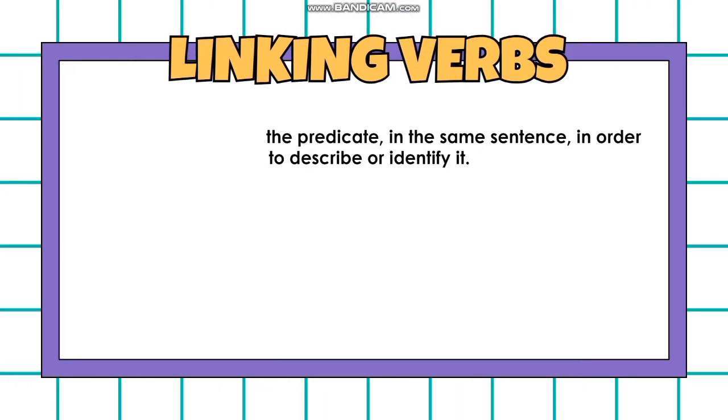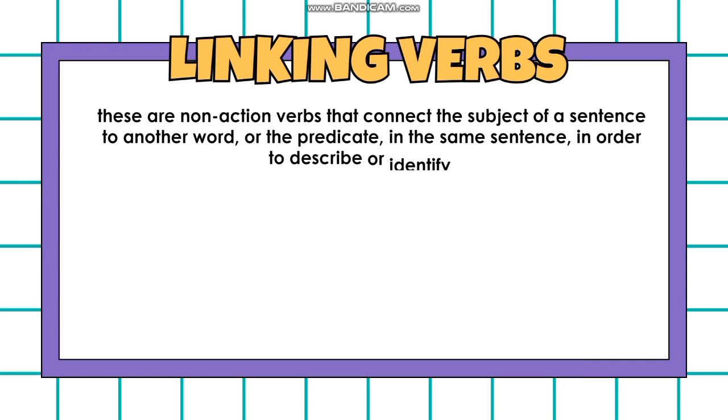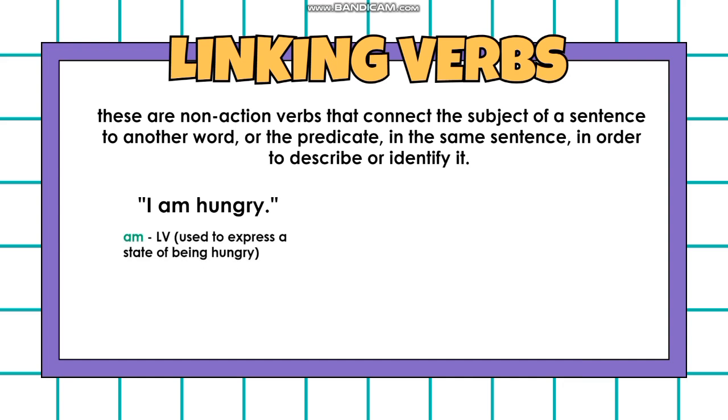Now let us discuss linking verbs. Linking verbs, or LV, are non-action verbs that connect the subject of a sentence to another word, or the predicate, in the same sentence, in order to describe or identify it. Linking verbs express a condition or a state of being and not an action. The word that the verb links can be a noun, a pronoun, or an adjective, as in, I am hungry. In this example, am is the linking verb, used to express a state of being hungry.